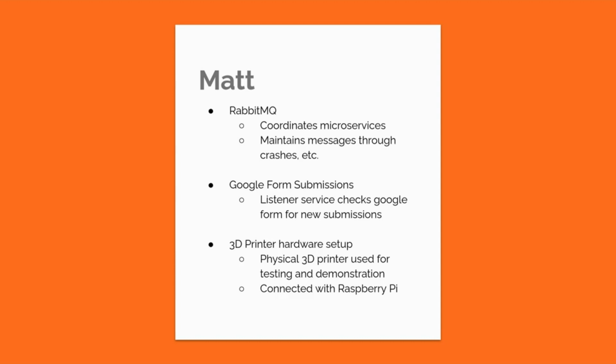I also did our Google Forms submission service, so we take submissions from users through an online Google form, which we then query periodically to check if new forms have been submitted. And then this listener service takes that data and processes it into the form that we need, and then sends a message to RabbitMQ for other parts of the service to listen for so that they can process that message that we just received. And then I also set up our physical 3D printer.